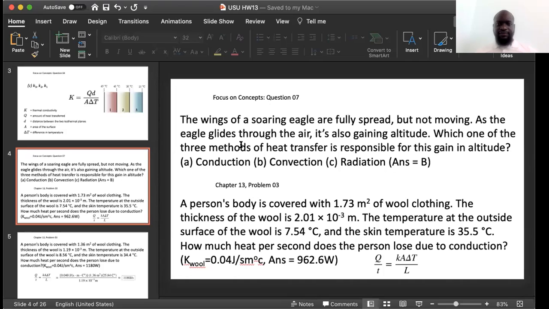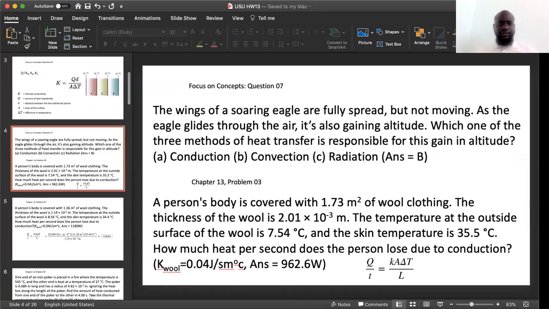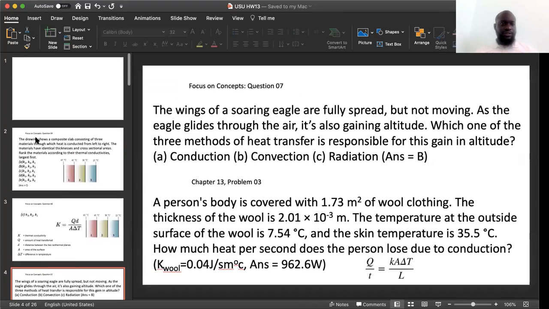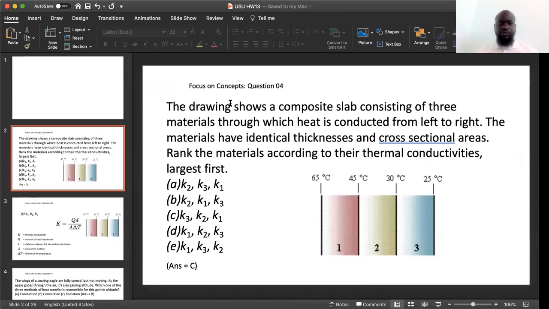So that's what we have. This is what we are working on. I believe you guys can see this. Make it bigger. So this is the first question here. Focus on concept question 04.